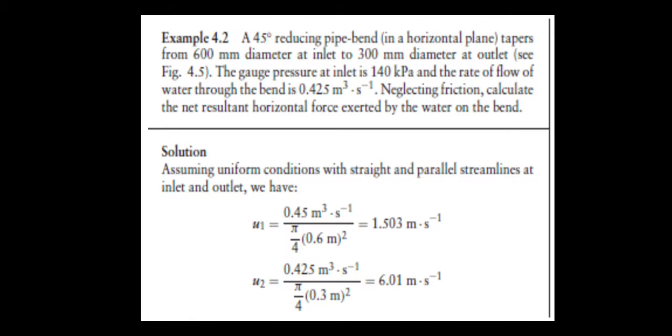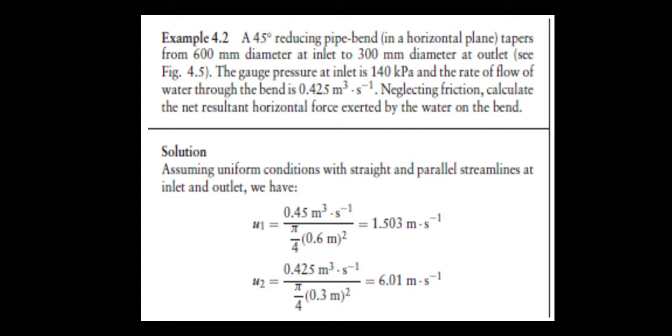Yes, we'll see some of the problems related to the pipe bend equation. Now see the question. A 45-degree reducing pipe bend in a horizontal plane tapers from 600 mm diameter at inlet to 300 mm diameter at the outlet. With the first line we can draw a pipe horizontally in the plane. The inlet diameter is 600, the outlet diameter is 300.